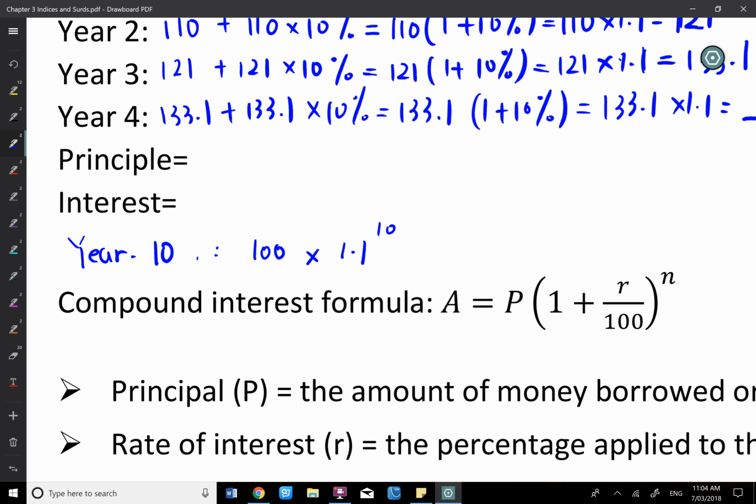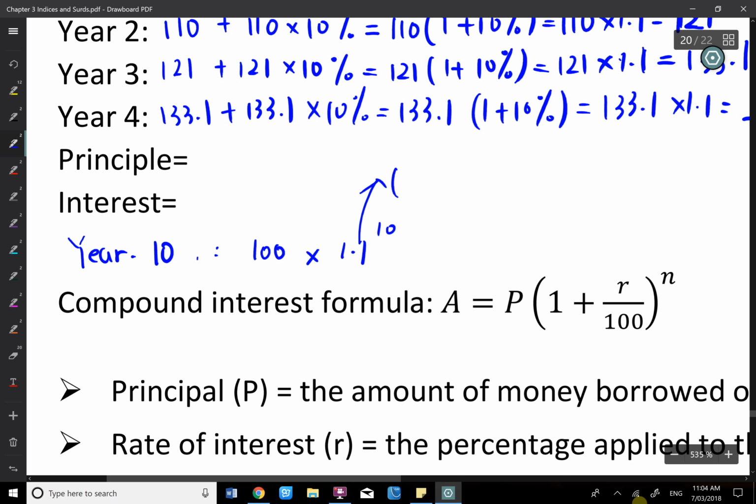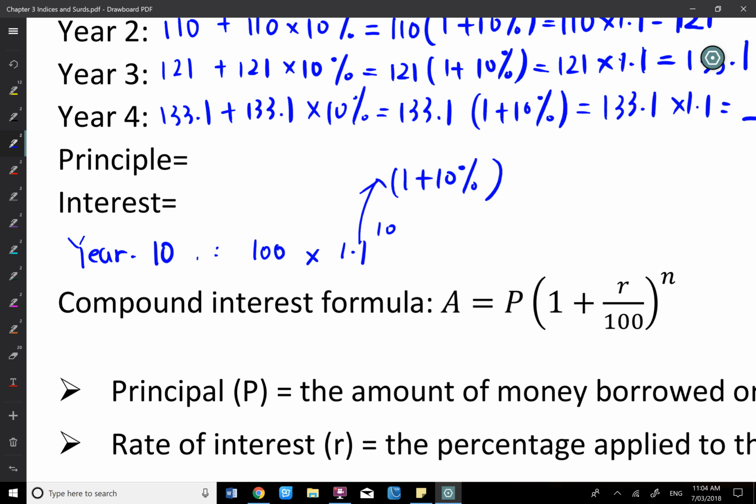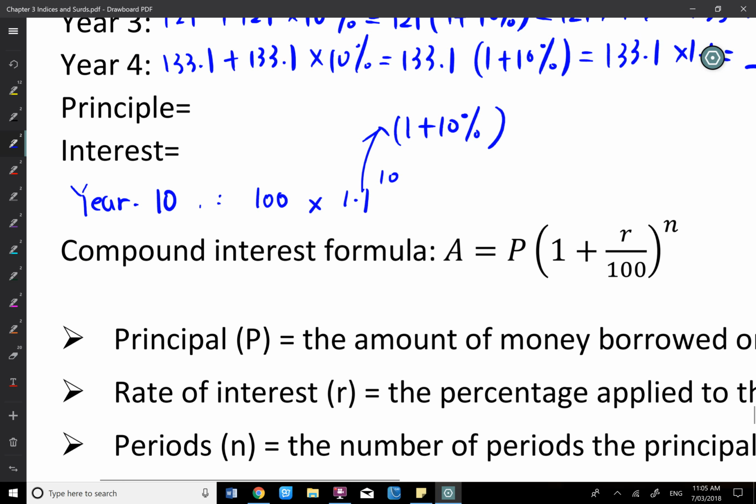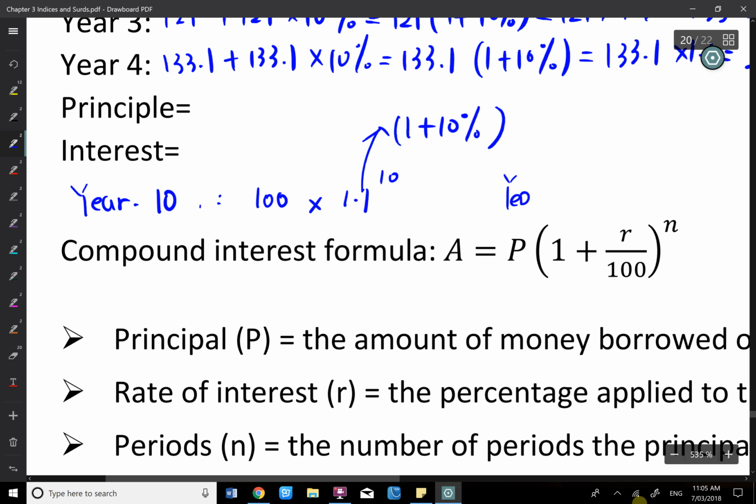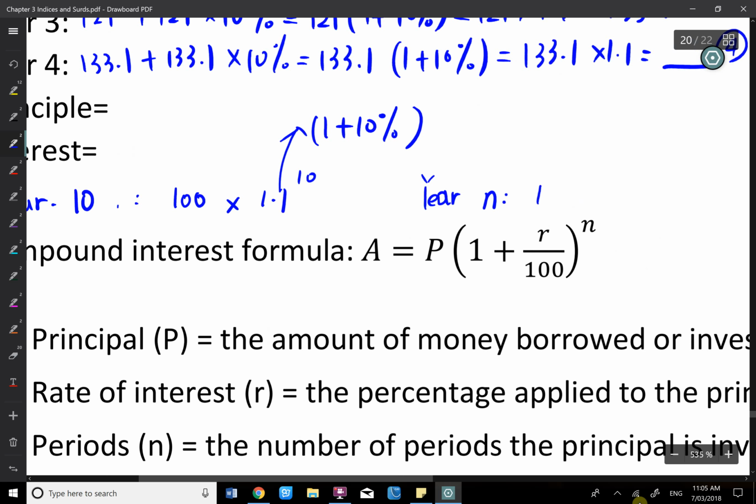So what's 1.1? 1.1 is actually 1 plus the 10%. 1 is the principal, and 10% is the interest rate. So it's 1 share of the principal and 10% of the principal. 1 plus 10% gives you 1.1. So if you think about the end of the nth year, the formula will just be 100 times 1.1 to the power of n.